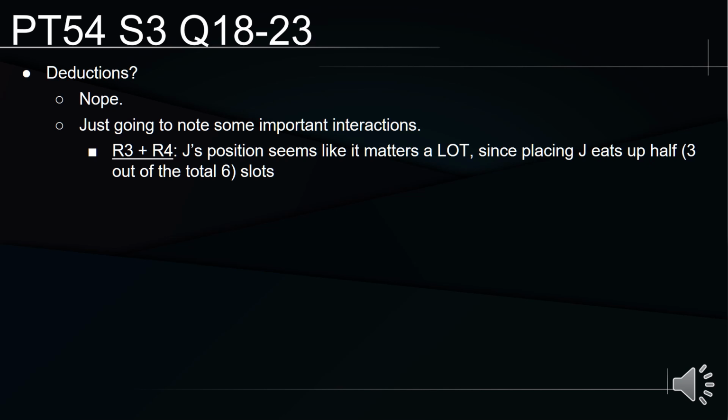But Rule 4 adds that it governs everything that happens when J is not in slot 4. So between those two rules, it covers everything about J. No matter where we place J, we kind of know what the outcome of that is going to be.